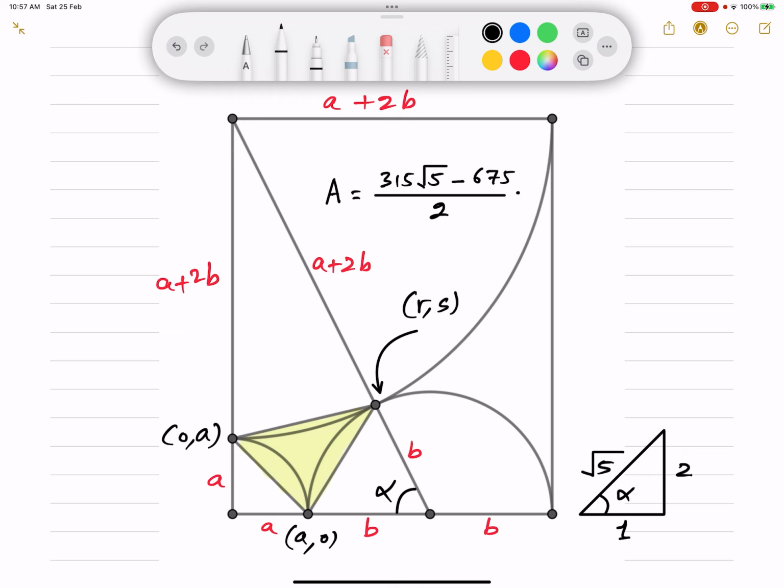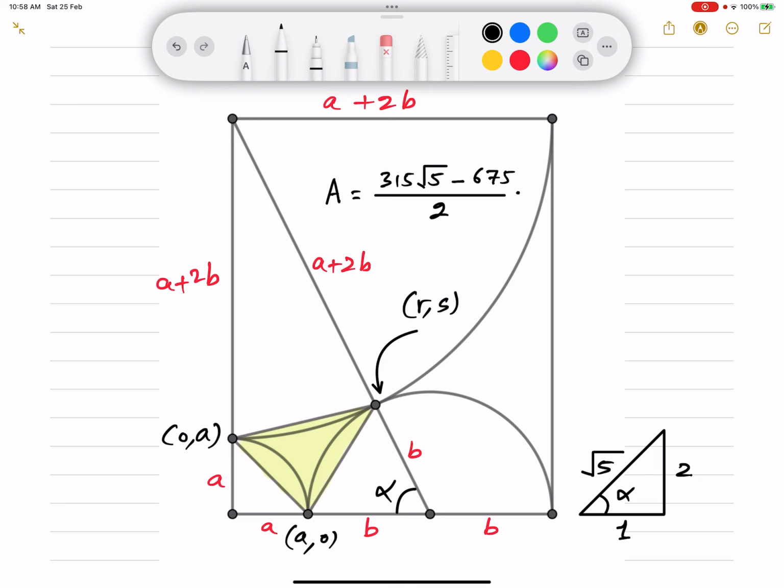So if we express both R and S in terms of A, and then find the area of this yellow triangle and equate that with the given area, we should be able to calculate A. Calculating A would help us to calculate B, as we are going to see, because there's a relationship between B and A.